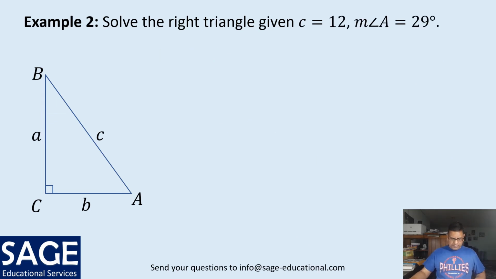Let's take a look at example number 2. So we are told that C is equal to 12. The measure of angle A is equal to 29 degrees. So let's first of all find the measure of angle B.